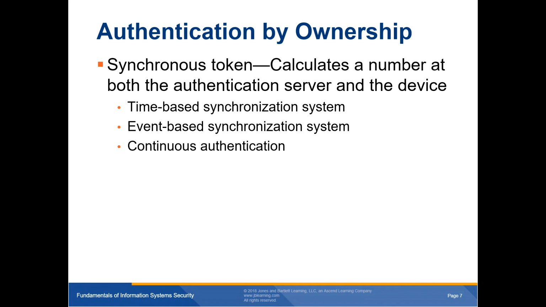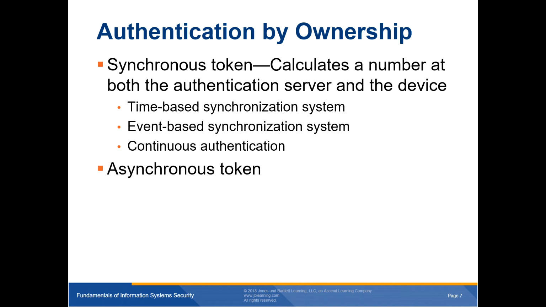Event-based. This avoids the time synchronization problem by increasing the value of a counter with each use. The counter is the input value. The user presses a button to generate a one-time password and then enters this password with his or her PIN at the workstation to gain access. One common problem occurs when a user creates a password using the token but doesn't use the password to log on, and the counter in the server and the counter in the token become out of sync. Continuous, used by systems that continuously validate the user's identity, done with proximity cards or other devices that continuously communicate with the access control system.